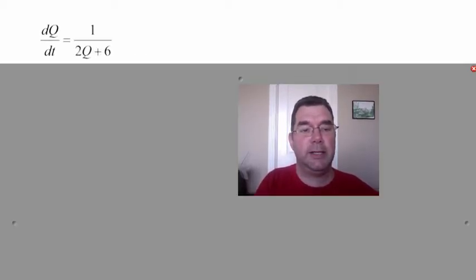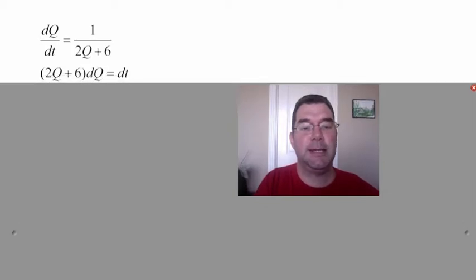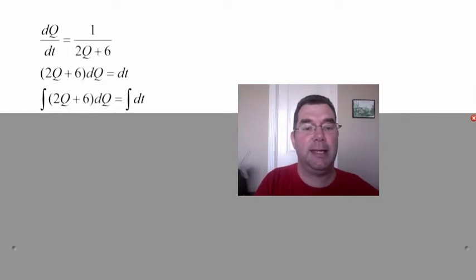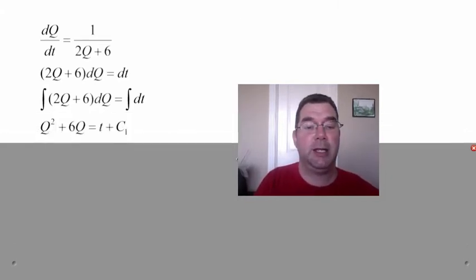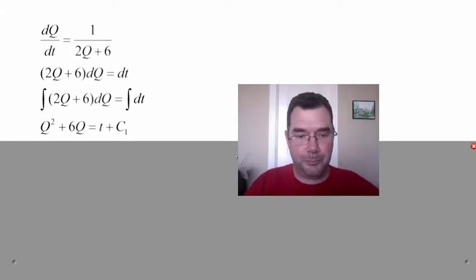All right, another example. If I have dq/dt equaling 1 over (2q plus 6), I'm going to cross multiply again and get (2q plus 6) dq equaling dt. Now I can find the antiderivative of both sides since my q's are all on the left and my t's are all on the right. So I find the antiderivative of both sides, and I get q squared plus 6q equals t plus a constant.